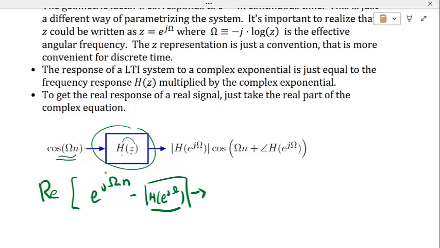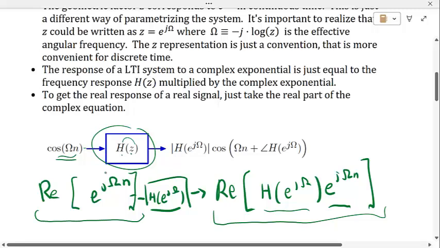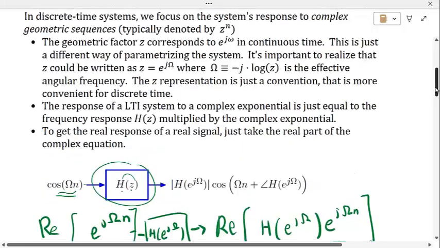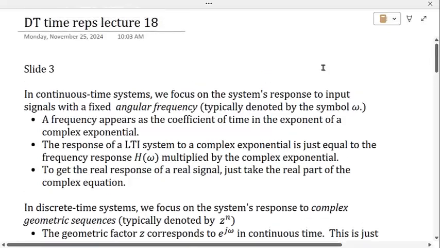So I can write the real part of this goes through here, and it gives me the real part of h of e to the j omega times e to the j omega n. So it's just a complex multiplication of the original signal. But the real part of this entire complex equation gives me what I observe in practice. All right, so that's how you can look at this very simply in terms of complex exponentials. So that's what I said here.